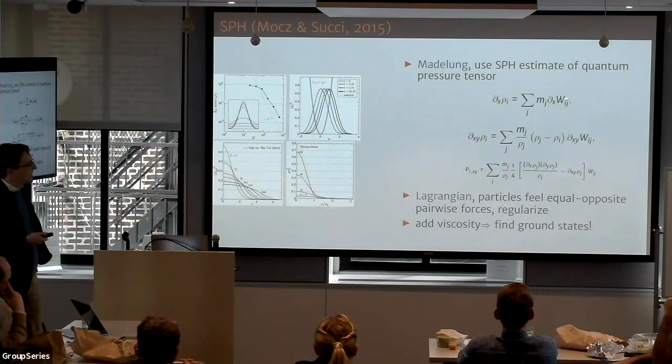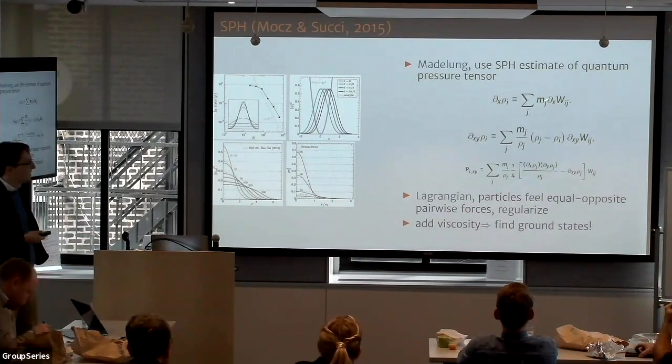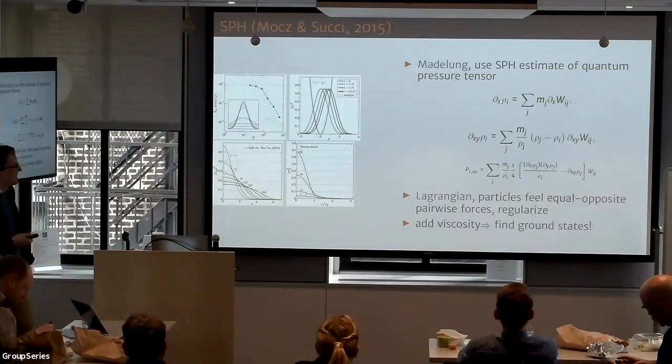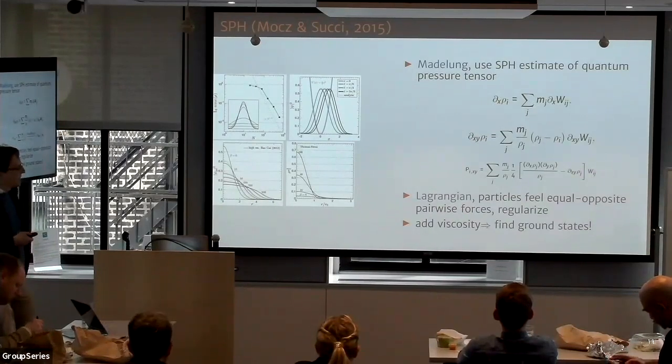Typically, W is a Gaussian kernel. You discretize your wave function into points. Each point has a mass associated with it, and then you can reconstruct your density at any point as a sum of these particles weighted by the kernel. And then you can come up with discretizations for estimating gradients.